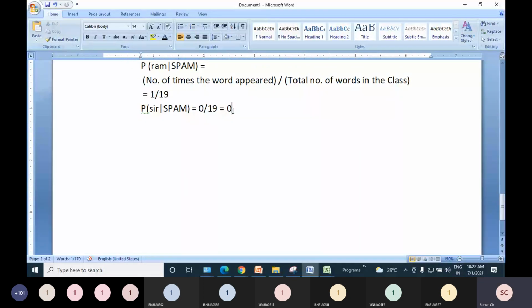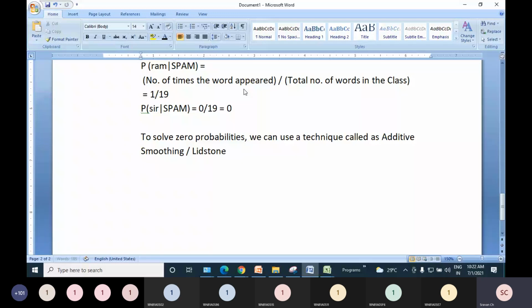So in order to solve this problem, to solve zero probabilities, we can use a technique called additive smoothing, or it is called Lidstone smoothing.